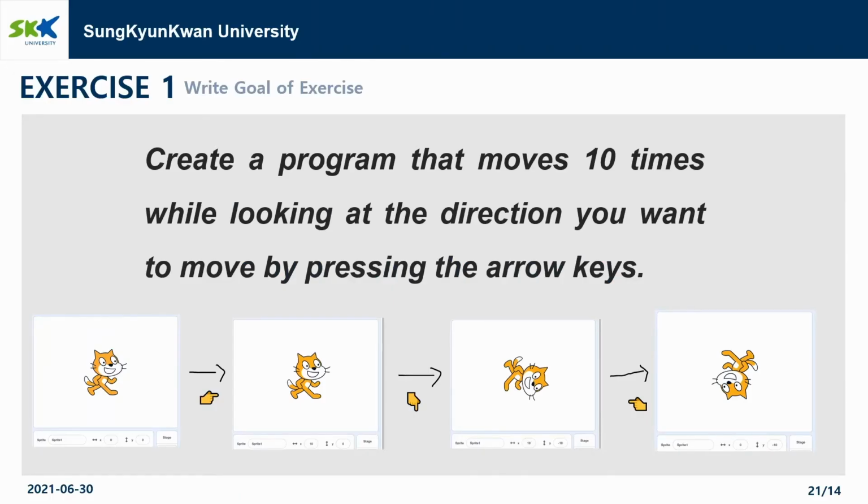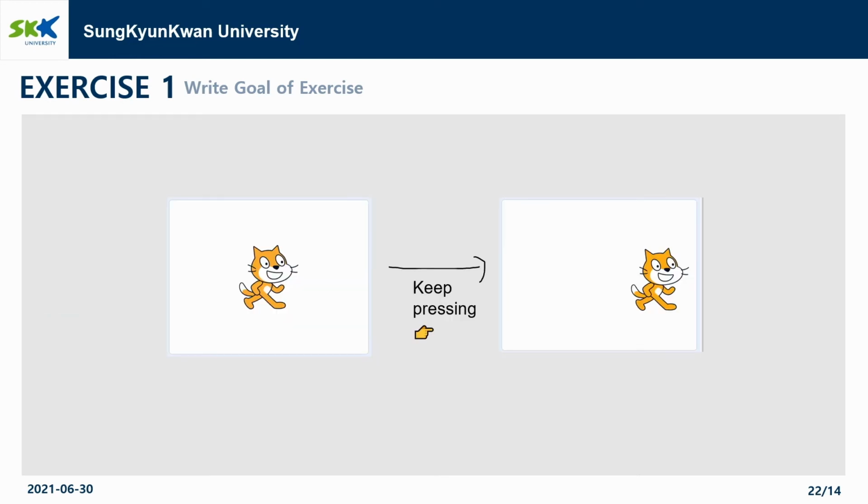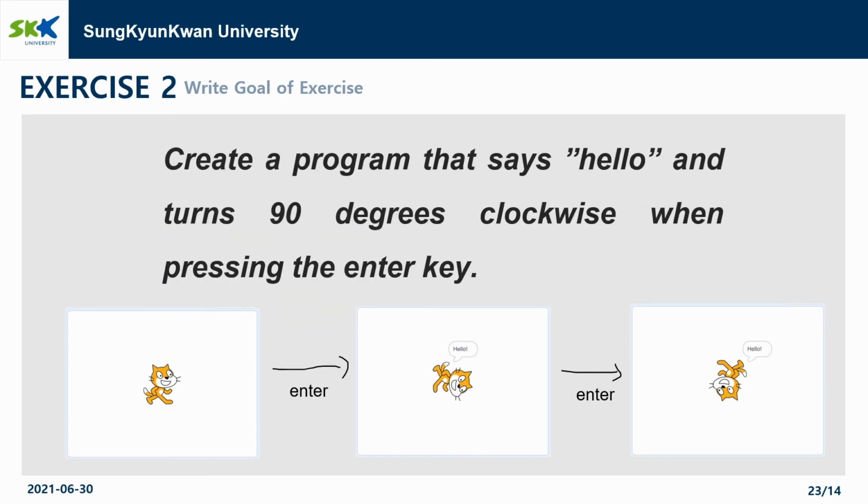Let's do the practice problems to use what we learned in this lecture. First problem is create a program that moves 10 steps while looking at the direction you want to move by pressing the arrow keys. Refer to the picture below. As you can see, if you press the right arrow button, sprite moves along that direction. The second exercise is create a program that says hello and turns 90 degrees clockwise when pressing the enter key. Refer to the picture below.